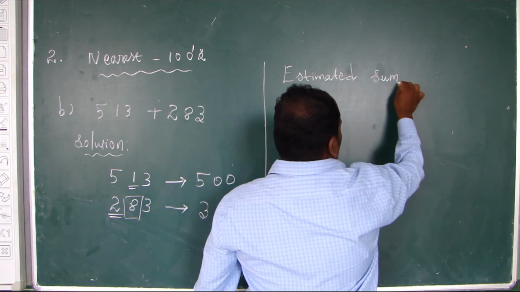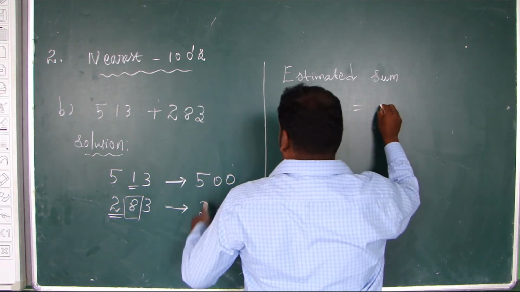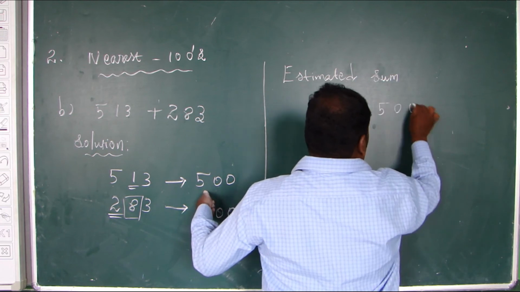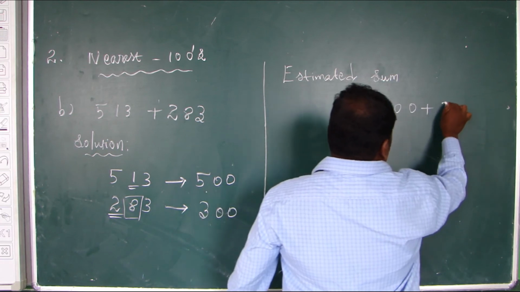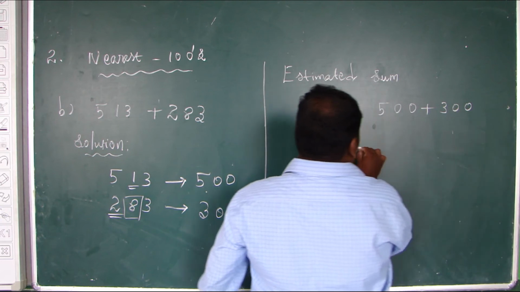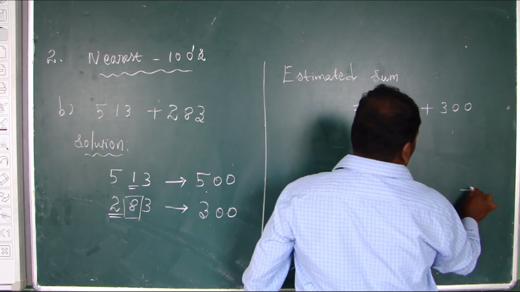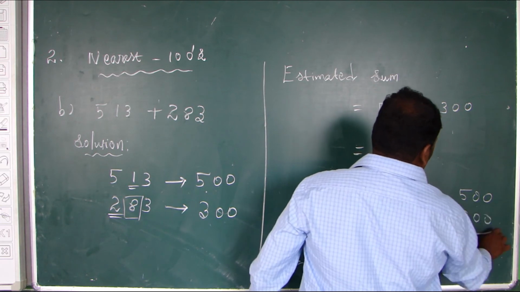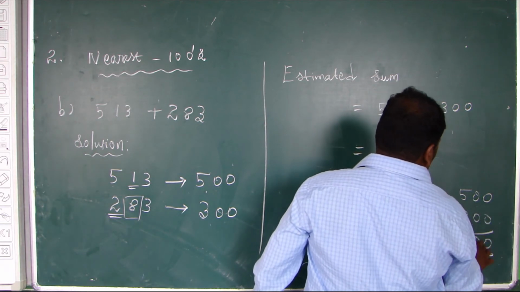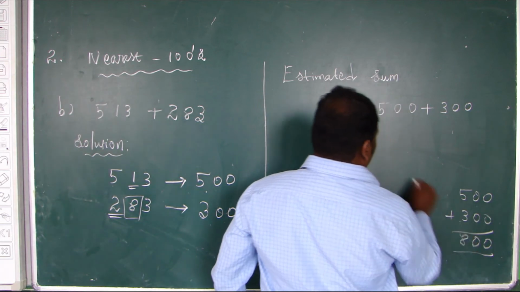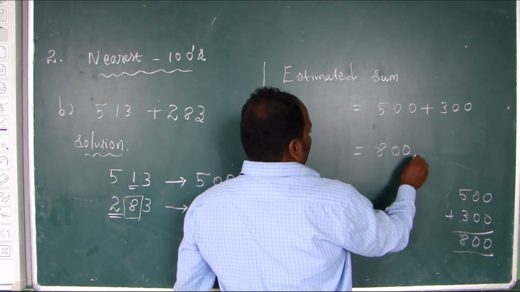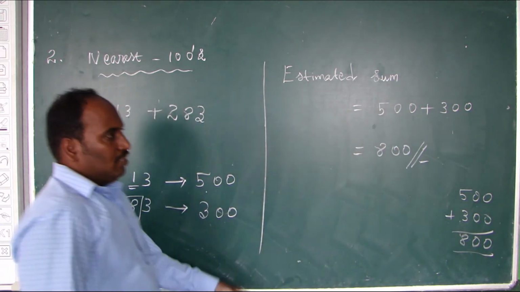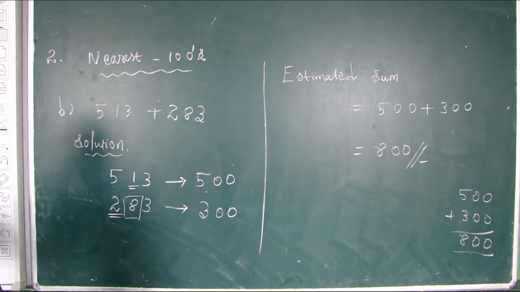Estimated sum is 500 plus 300. 5 plus 3 is equal to 8. So the answer is 800. The next one, C part.